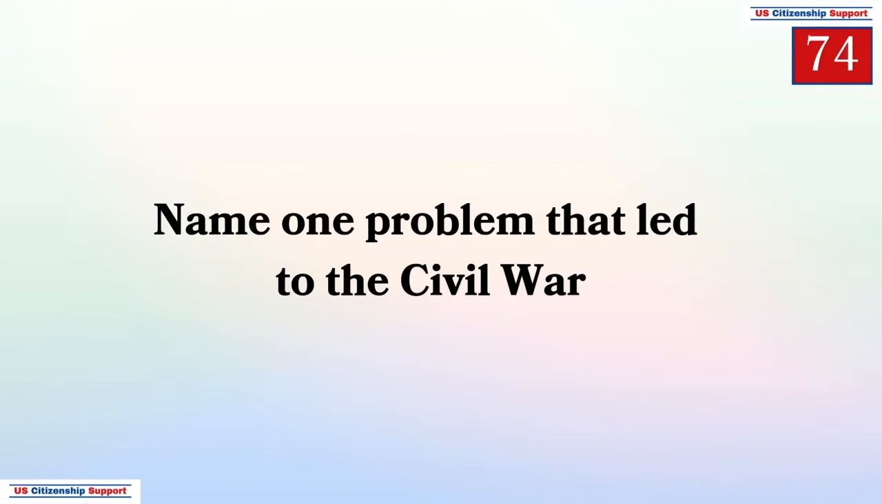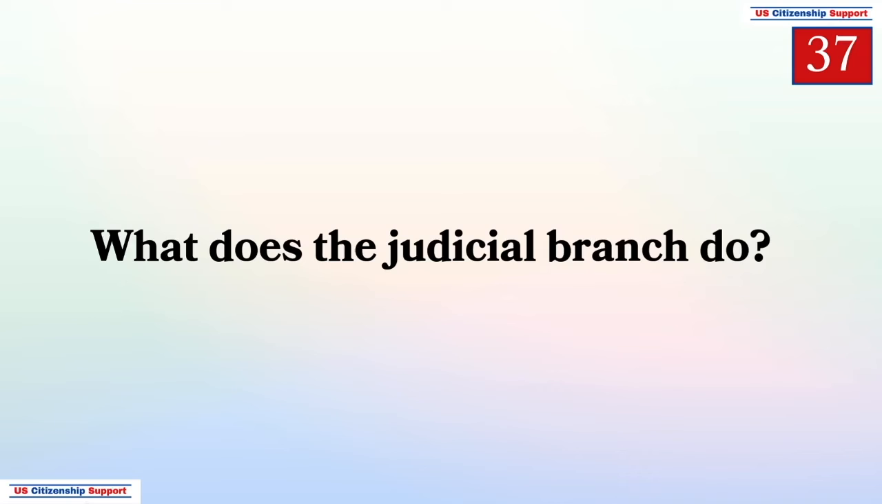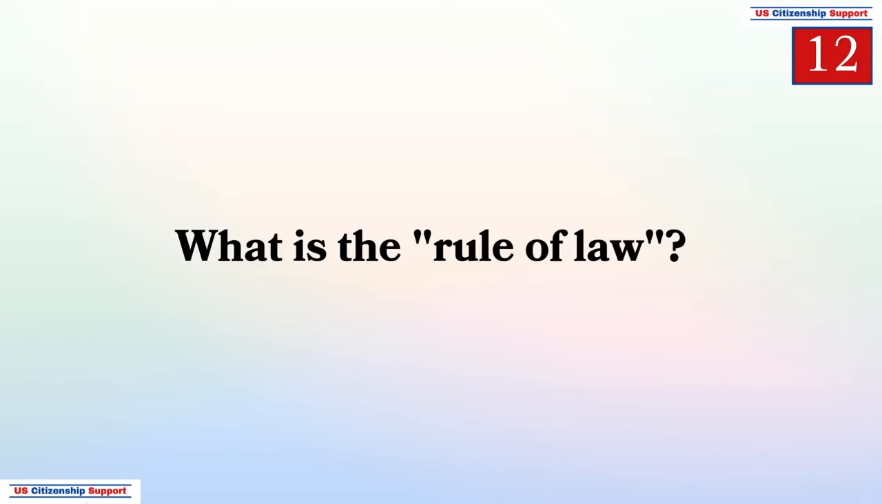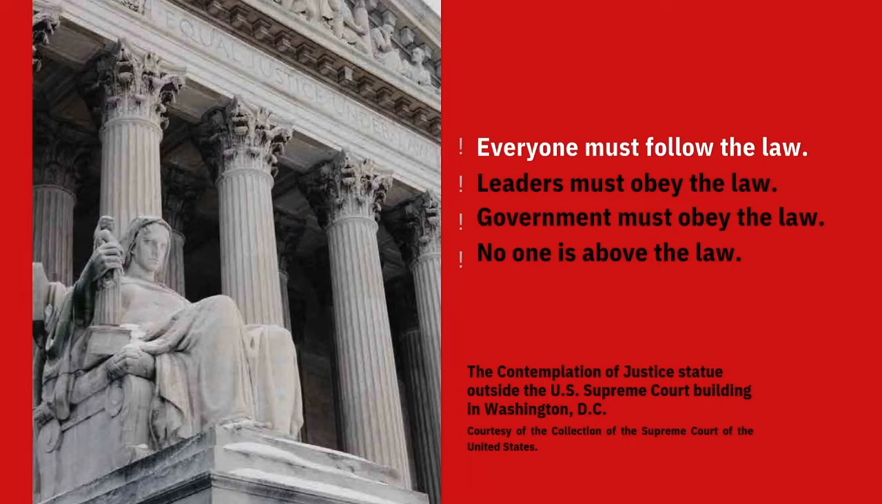Name one problem that led to the Civil War. Slavery. What does the judicial branch do? Reviews laws. What is the rule of law? Everyone must follow the law.